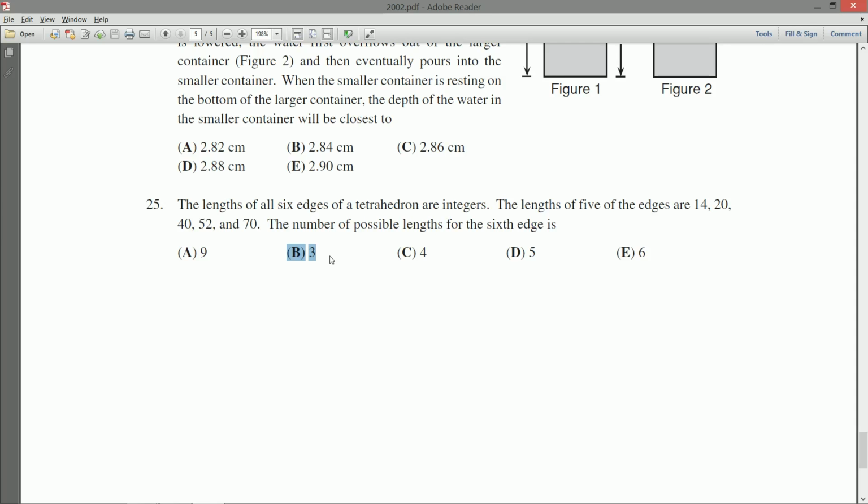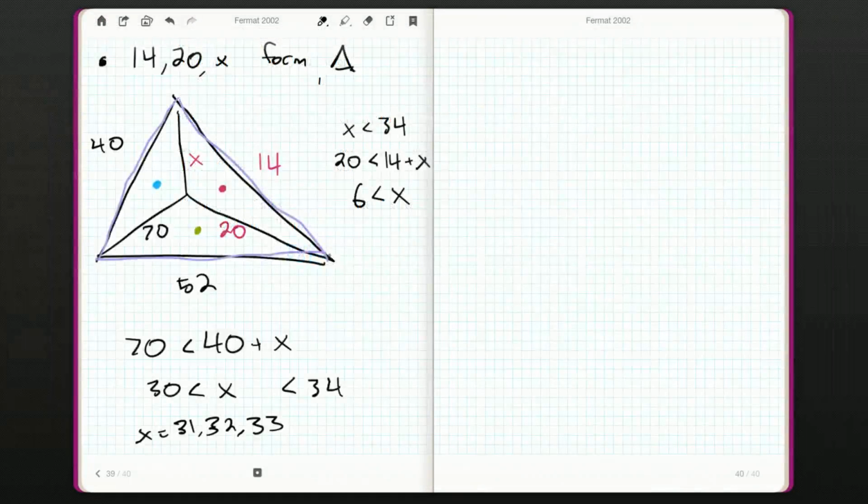And let's just take another pass at this. We did the 14, 20, and x. That's the case we're working with. We realized 14 and 70 have to be opposites, and that forces a 52 and a 40 here, and that put all our limits on x. Okay. So these three values for x will work, and they will form a tetrahedron.